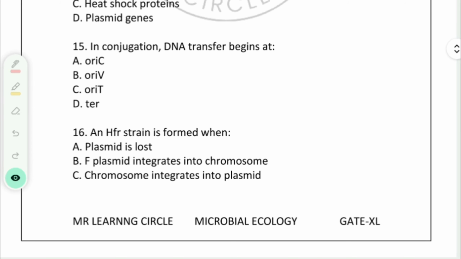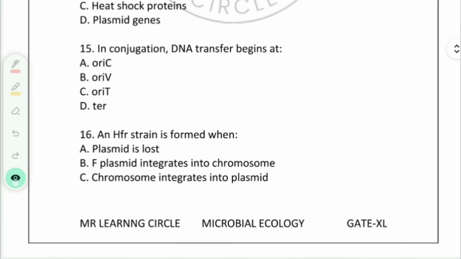Question number 15. In conjugation, DNA transfer begins at, options are A, oriC, B, oriV, C, oriT, D, Ter. The correct answer for this question is option C, that is oriT.